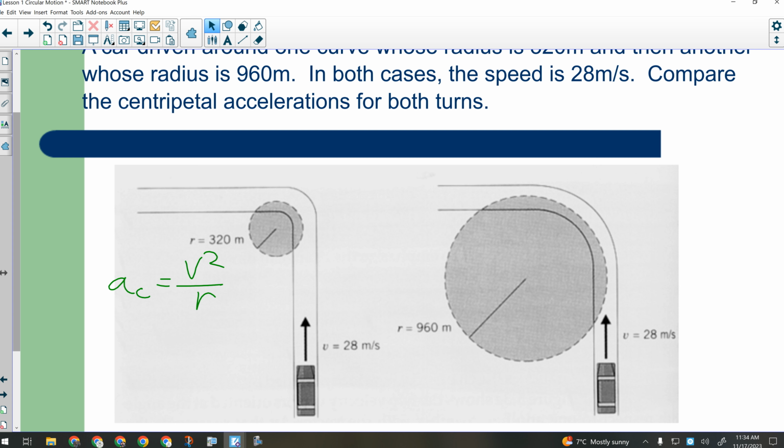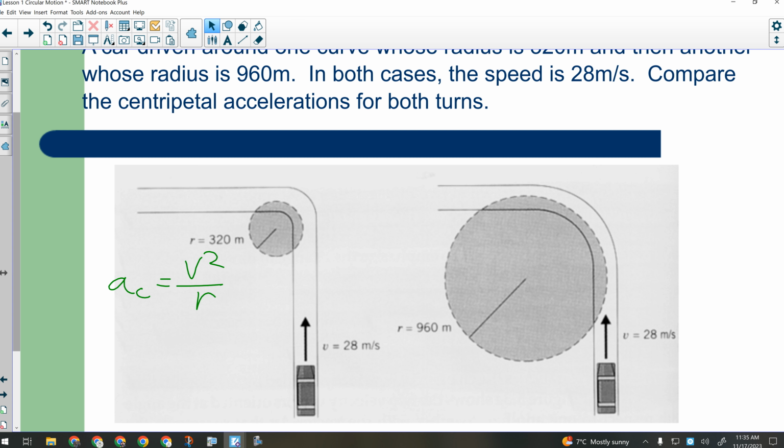Okay? So in this situation on the board, this car is coming into a corner whose radius is 320 meters at 28 meters per second. The other car is coming in at 28 meters per second to a corner 3 times wider. Which one of those cars is most likely to succeed in cornering? The second one. Why? Because the radius of the curve is much larger than the other one.